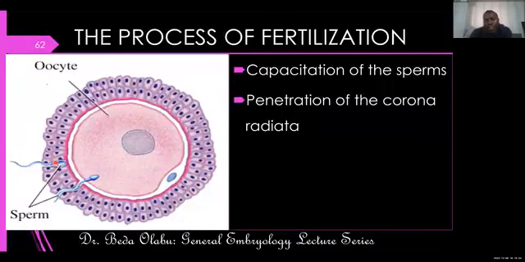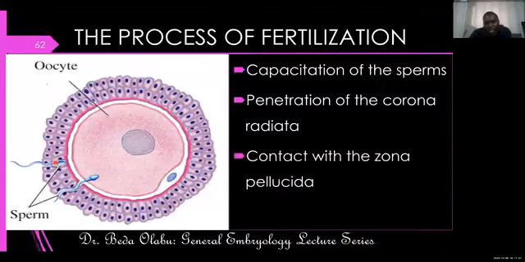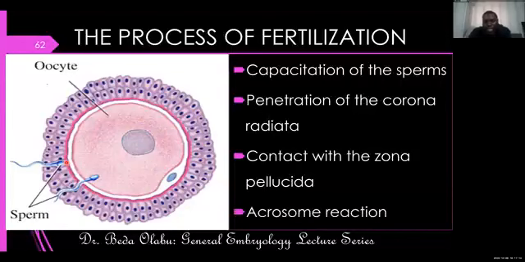All right, so once the sperms have penetrated the cells of the corona radiata, what next? They will make contact with the zona pellucida, like that one. The moment the sperms establish contact with the zona pellucida, the sperm will release some enzymes from the acrosome. The process of releasing enzymes from the acrosome is known as acrosome reaction.